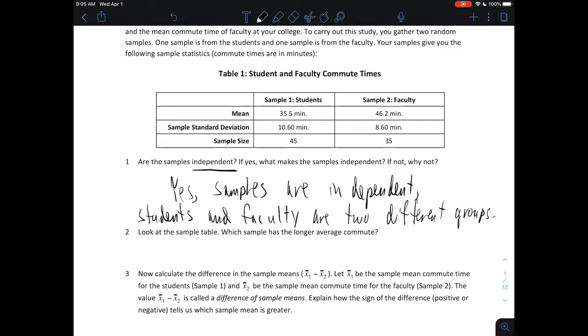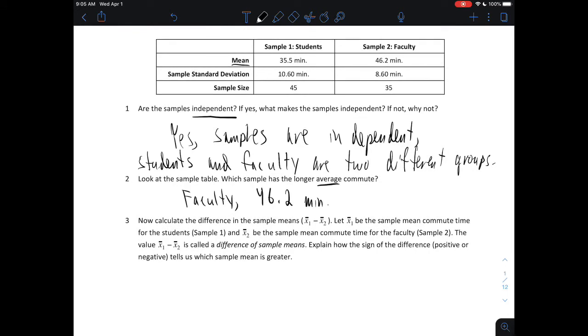Number 2, look at the sample table. Which sample has the longer average commute? If we're talking about average, then we are talking about mean, and the larger mean comes from the faculty, which had an average or mean commute time of 46.2 minutes.